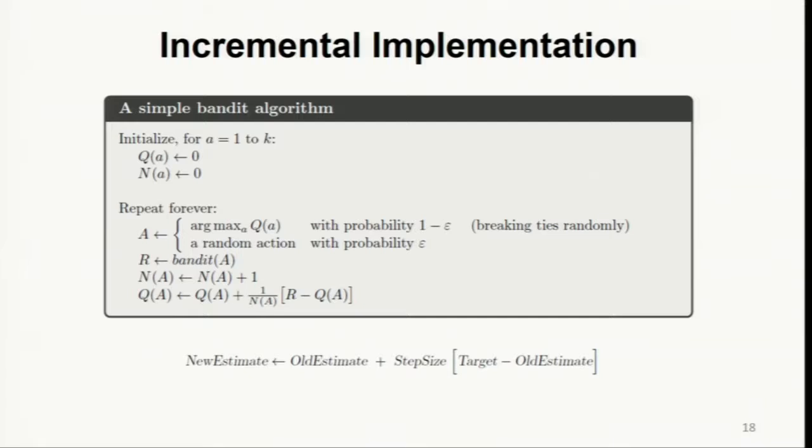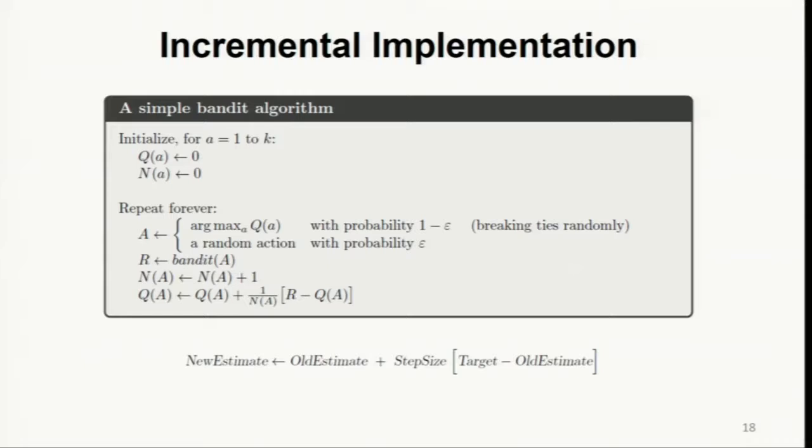Repeat forever means now you're going to, with probability 1 minus epsilon, and if you have a tie, for example, two of them give the maximum value, you just break the tie randomly, and you choose the action that gives you the highest expected return. Q is expected return, that means average. And then with probability epsilon, you randomly choose an action.